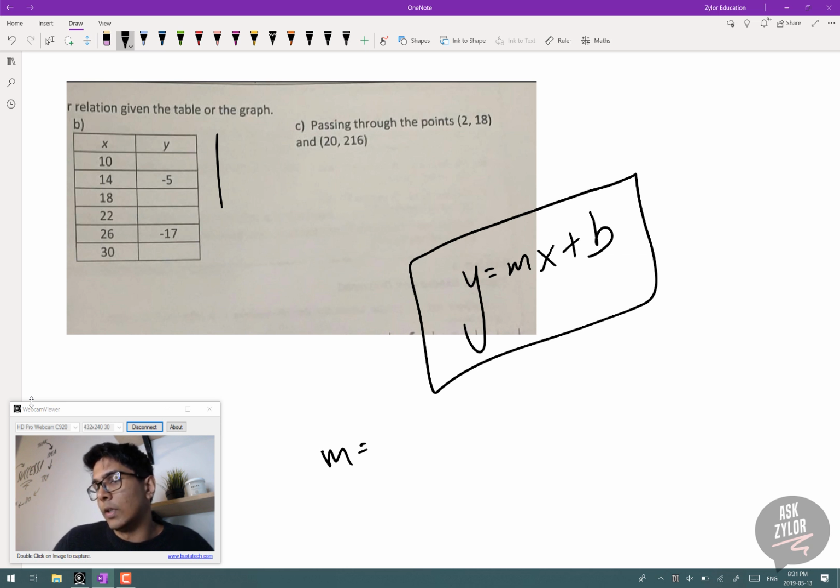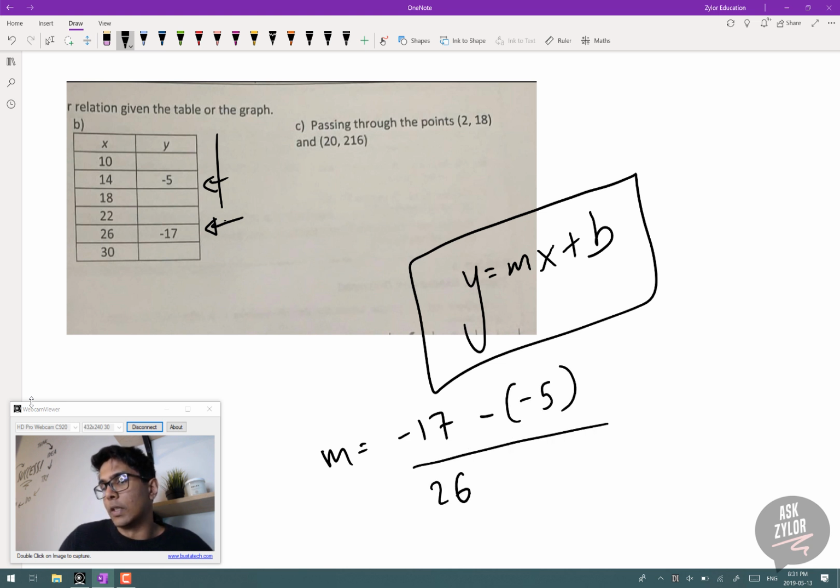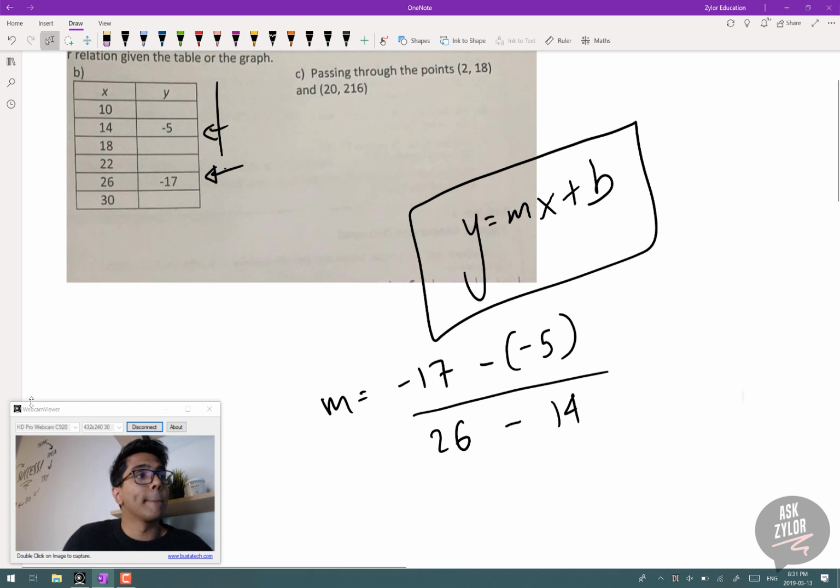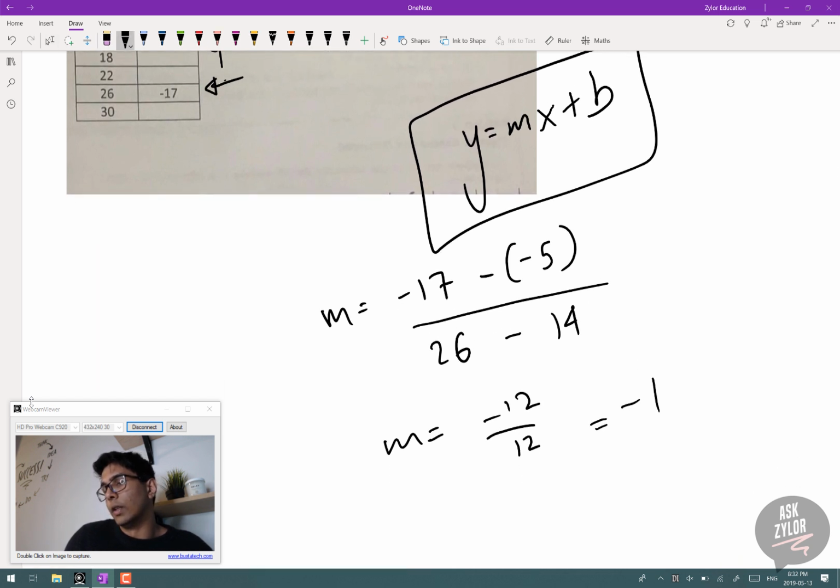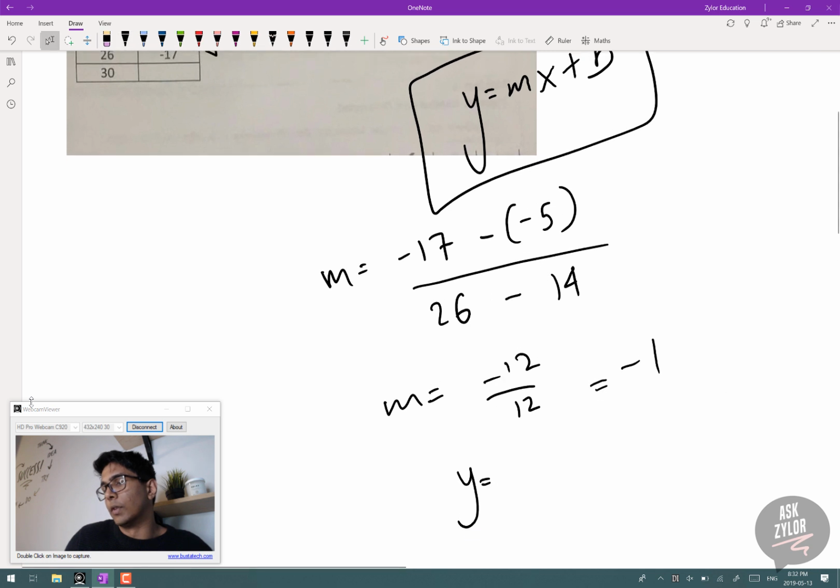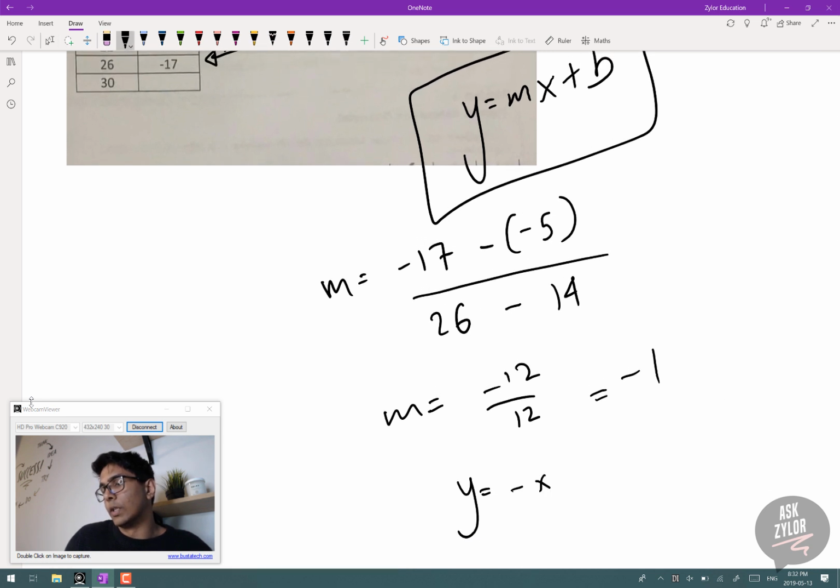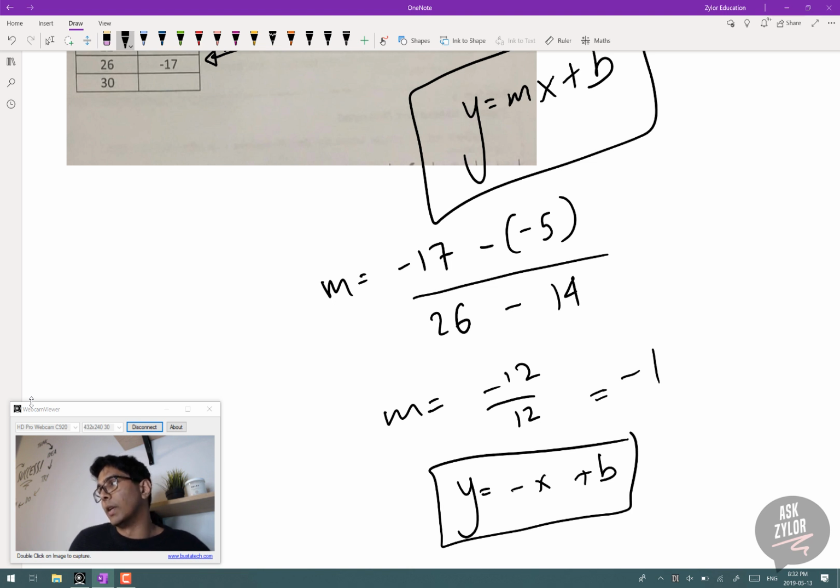So my slope, I can use 2 points. So I can use this and this. Right? So I can do negative 17 minus 5 over 26 minus 14. Right? So my slope ends up being negative 12 over 12, which is just negative 1 then. So I found one part of the equation. So I know my equation is negative x plus b. Right? Now I need to find what b is.